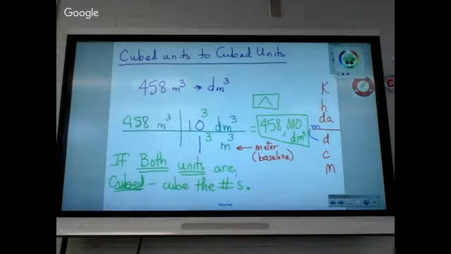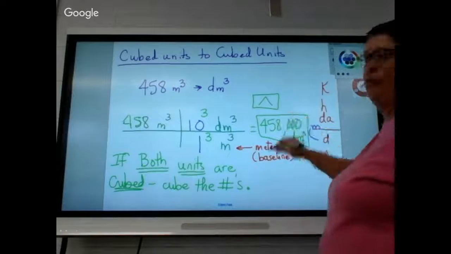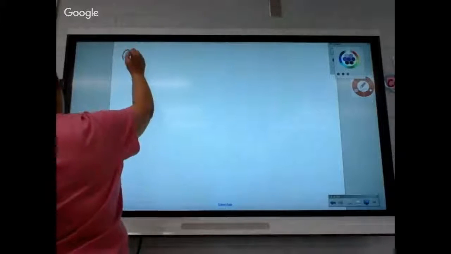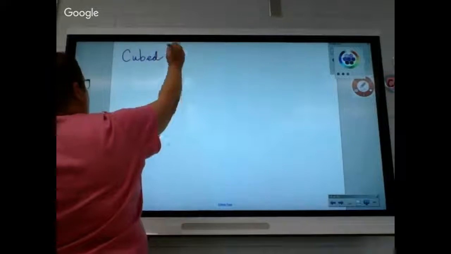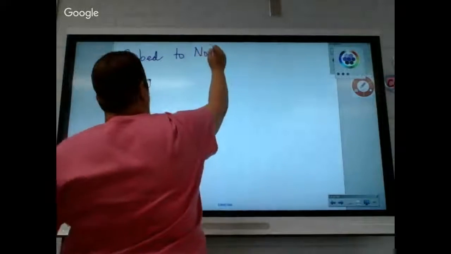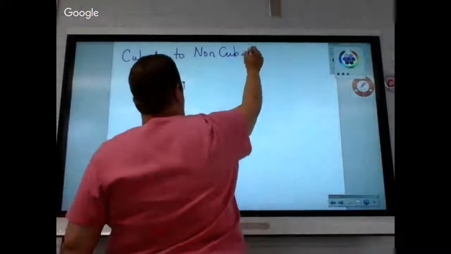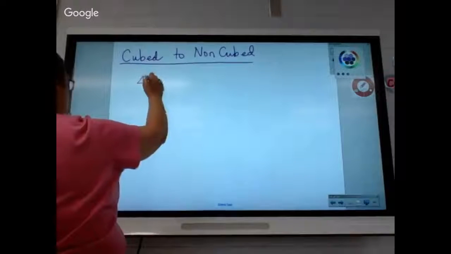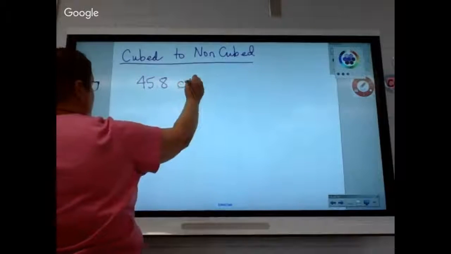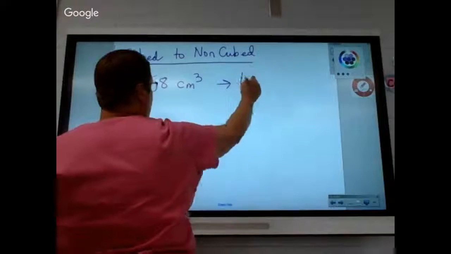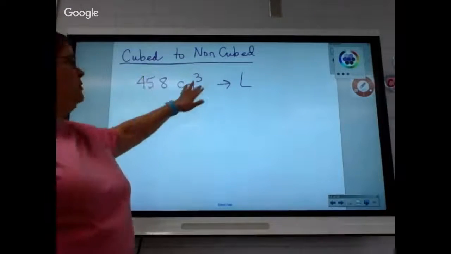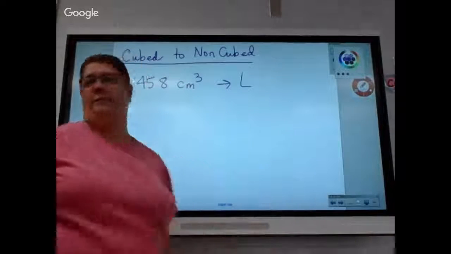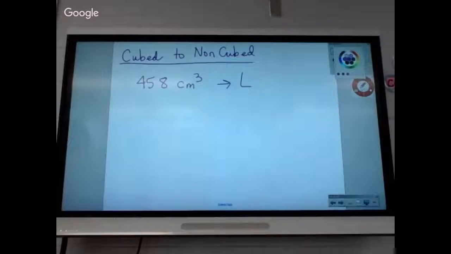All right. Now, the one that causes issues, because this is usually the one that people do okay with, is going from something that's cubed to non-cubed. So, suppose we have something like 45.8 centimeters cubed to liters. See how this one's cubed and this one's not cubed? That's where usually we get hung up.